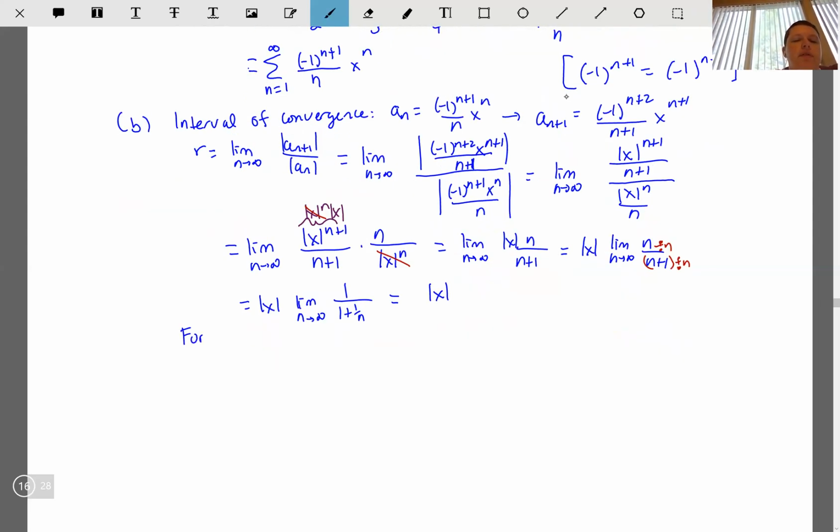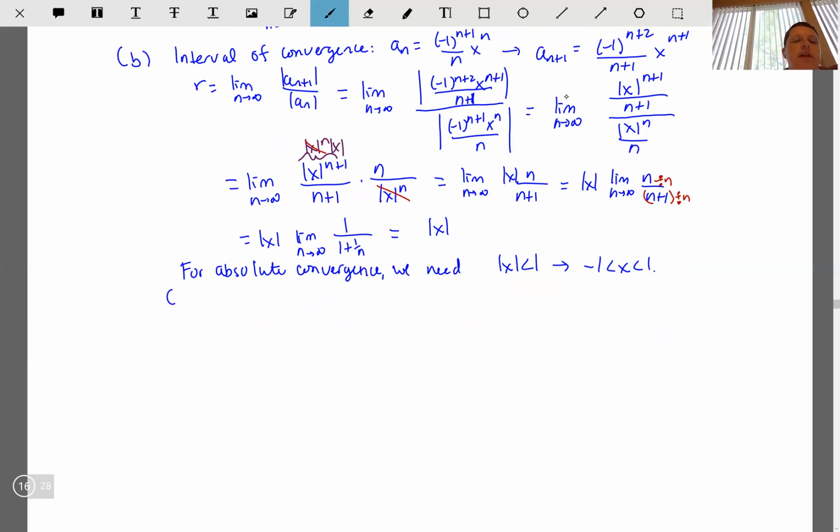For absolute convergence, what do we need? We need absolute value of x less than 1. Well, that's not difficult. So x is between 1 and negative 1. And now we have to check the endpoints to see if we have conditional convergence, or absolute, as the case may be. So in fact, I actually am just going to say for convergence. Okay, so we've got convergence there.